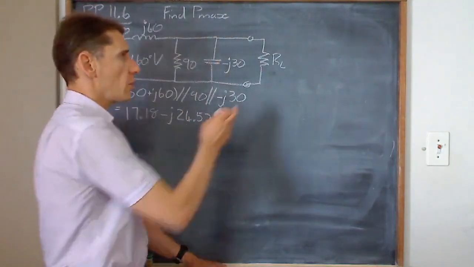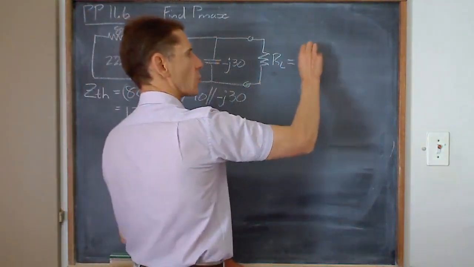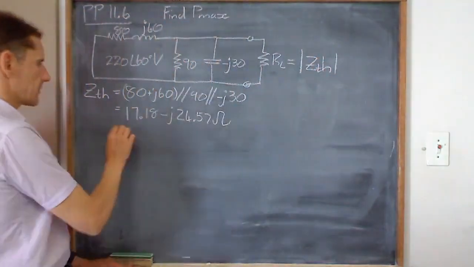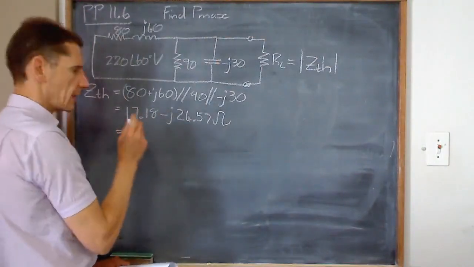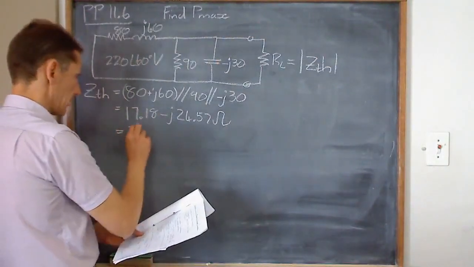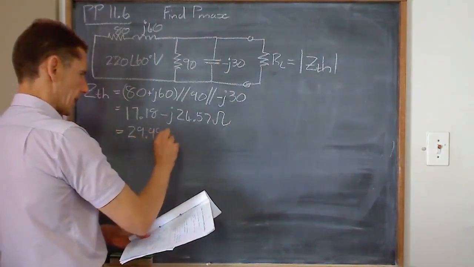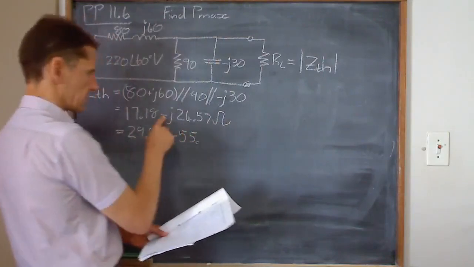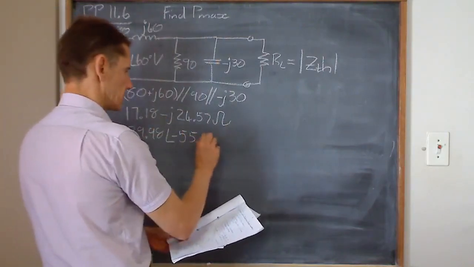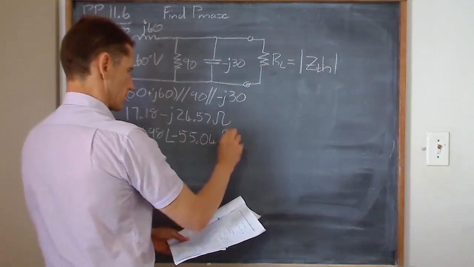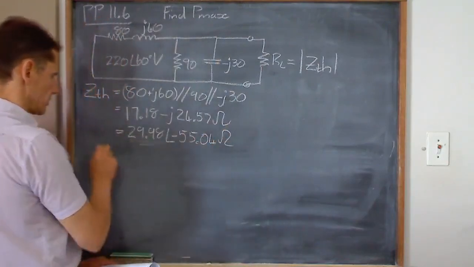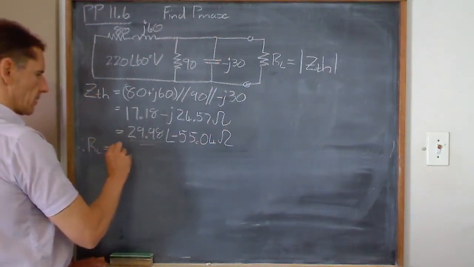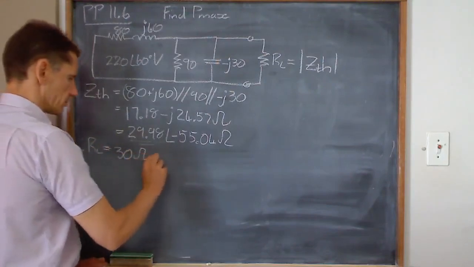Why? Because I know that RL must equal the magnitude of Z Thevenin. I get the magnitude by converting this into the polar format, and then you get 29.98 angle minus, so it's more capacitive. Oh yeah, there's a minus, so it's a capacitive circuit, 0.04 ohms. And here is my answer. In other words, RL must equal pretty much 30 ohms.